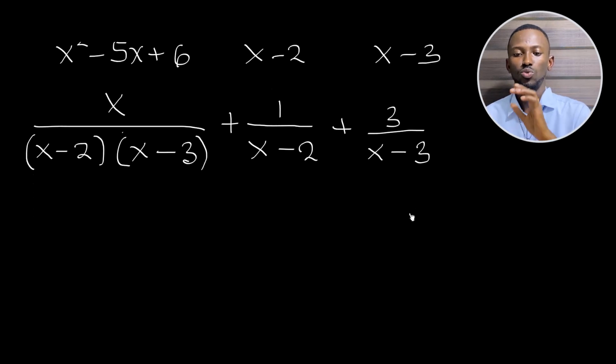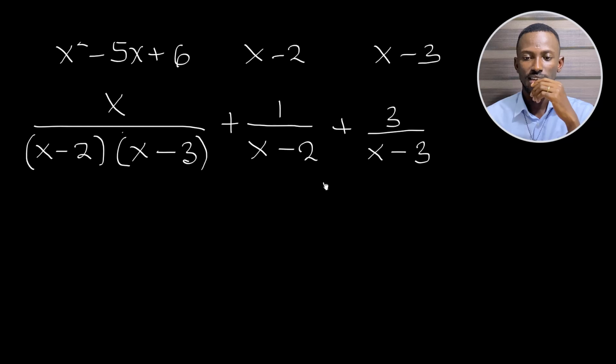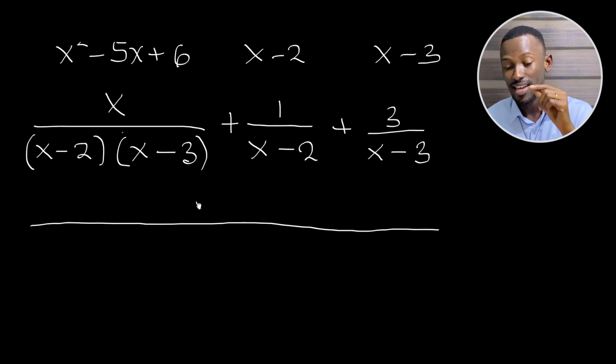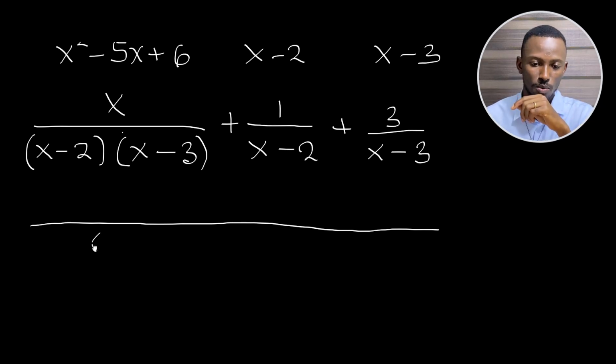So what we need to do now is to find the LCM. And one interesting thing is the LCM of these particular denominators is just the product of all the denominators. So you would see that ideally x minus 2, x minus 3 is the LCM. I will explain why that is the LCM to you in a second. So you have x minus 3.